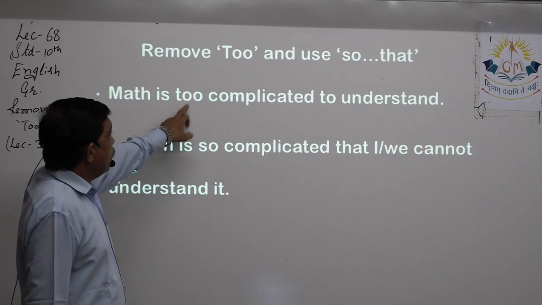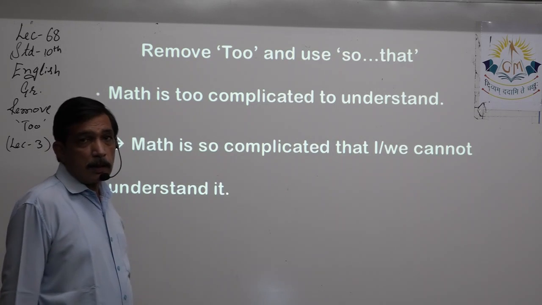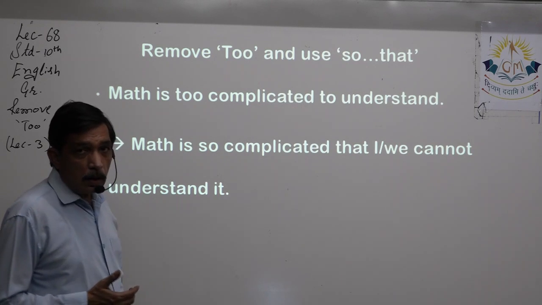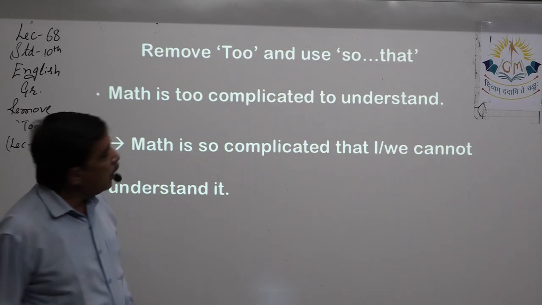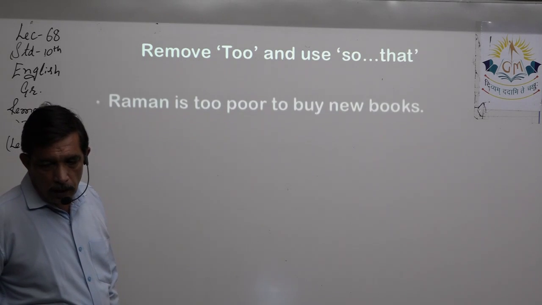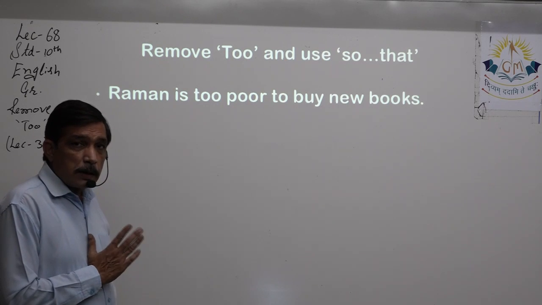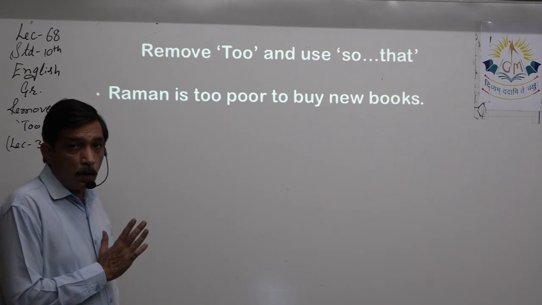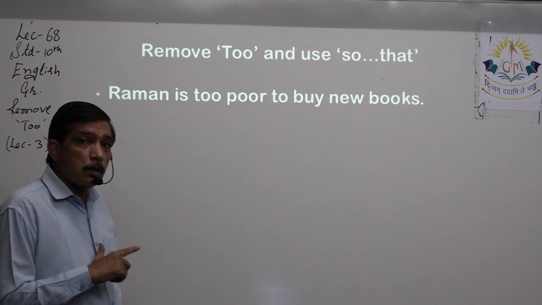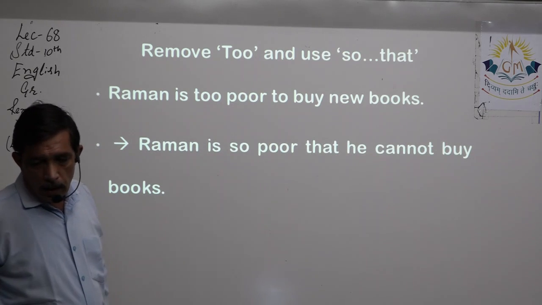So math is... we remove "too", we insert "so that" with a word in between. Math is so complicated that we cannot understand it. So "so that" is used and negation is also used. This we have already done. Raman is too poor to buy new books. Here also the sentence is affirmative because no negation is used and "too" is there. So we have to remove "too", insert "so that", and also a negation. So Raman is so poor that he cannot buy books.